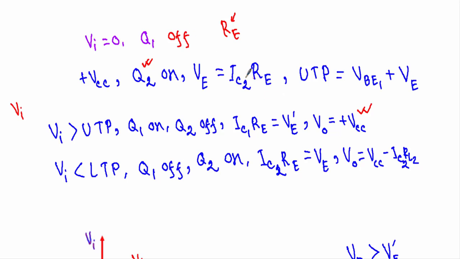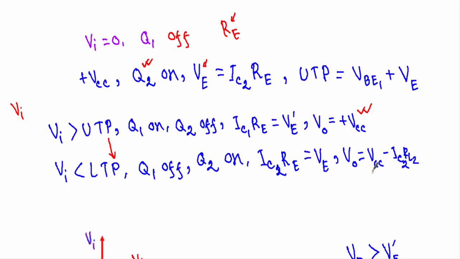And as previously the voltage drop across this RE was equal to VE, when the input voltage crosses this UTP, our voltage drop across this RE will be equal to VE prime. That means when this input voltage crosses this UTP, there will be a change in the reference level from UTP to LTP, and when the input voltage crosses this LTP, our output voltage will be equal to VCC minus IC2 RL2.